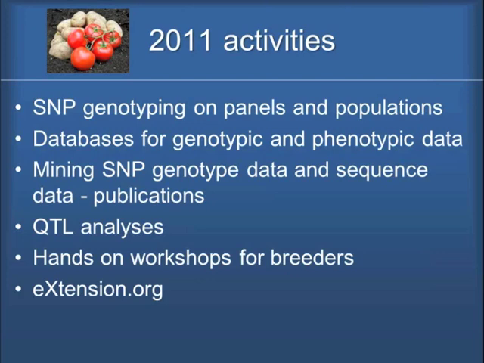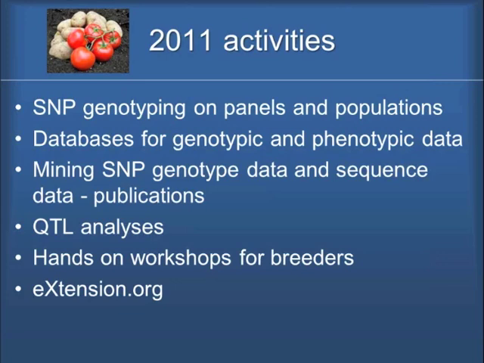And so what's going on in 2011? We've been SNP genotyping. All the obligations on the potato side for SOLCAP have been done, and now we're just dealing with ones that people have submitted for their own purchased chips. We're working on the databases, and we're working on the publications. We're going to move to the QTL analyses, and we want to have a hands-on workshop to help people work through things.